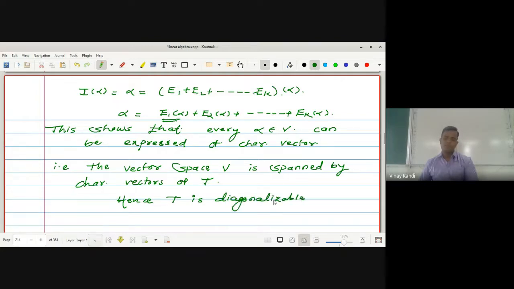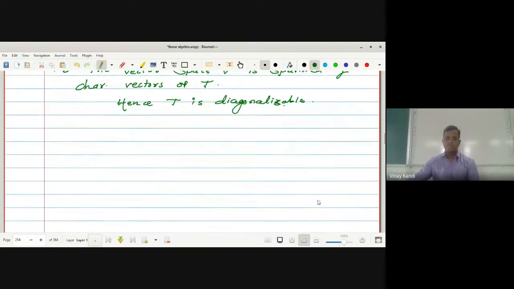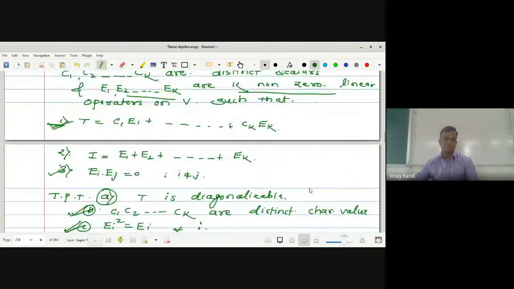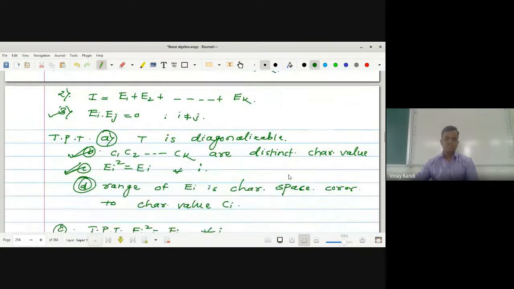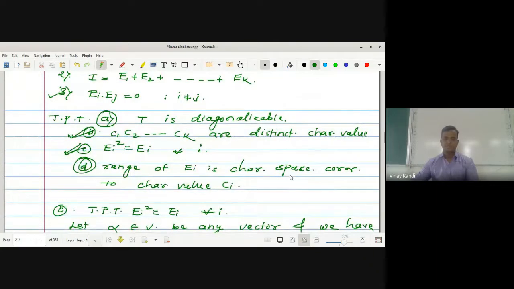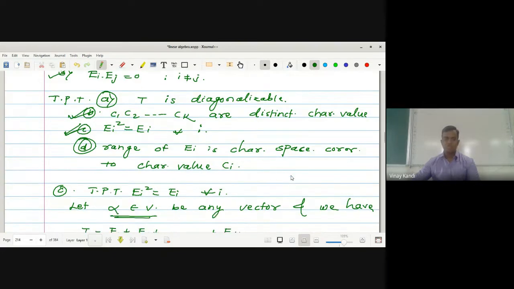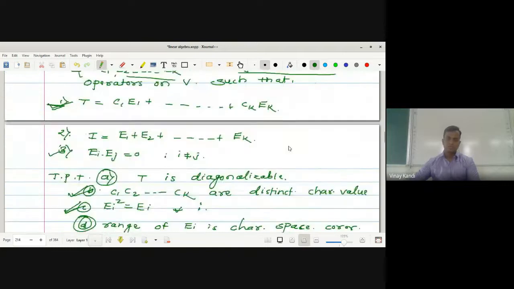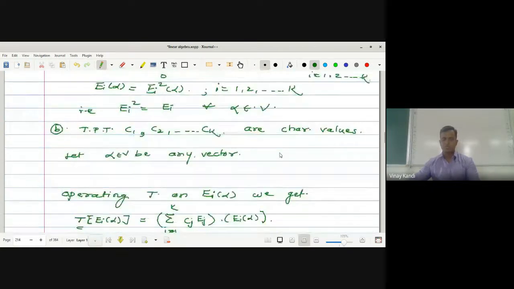Okay. Yes, clear. Okay. Now the part D part. What is D part? Range of Ei is the characteristic space corresponding to the characteristic value Ci. That is, we have to prove that range of Ei is equal to Wi. What is Wi? Wi is the characteristic space corresponding to Ci.